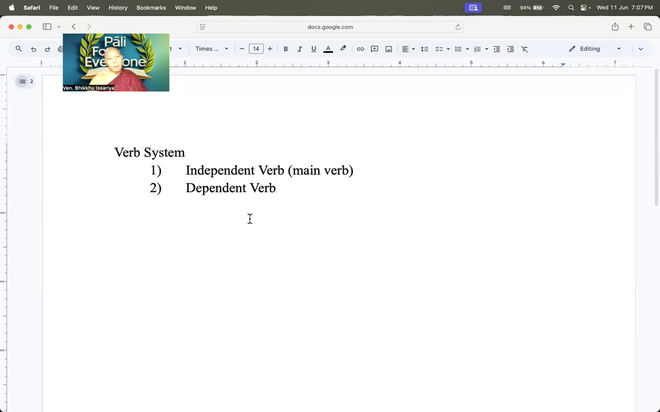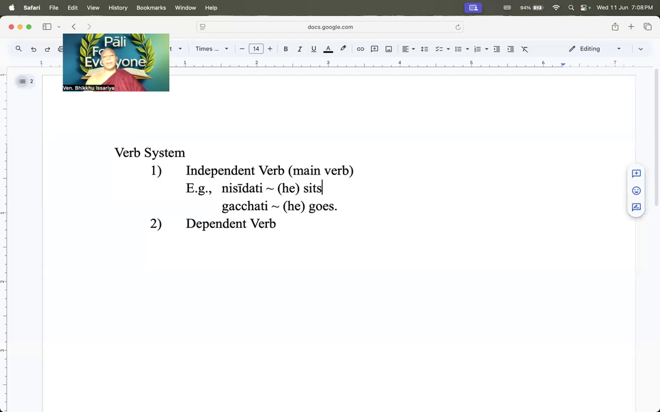Now, to understand simply, the independent verb, for example, like nisīdati, he sits, or gacchati, he goes, and so on. So they can be the main verb in the sentence.